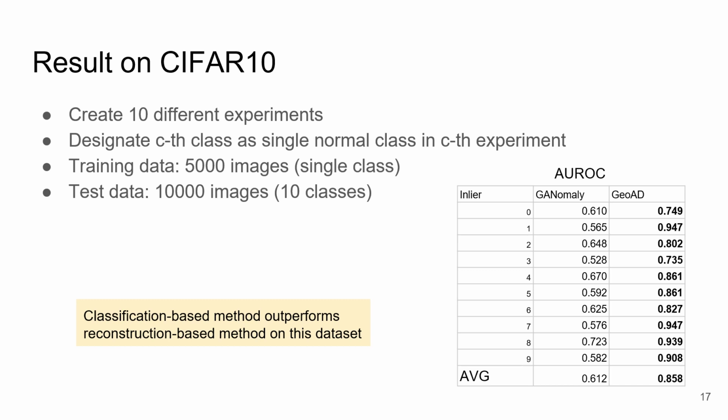And here is the AUC score of our first algorithm and second algorithm. As you can see, the second algorithm outperforms the first algorithm on this data set. Okay, next is our proposed method.